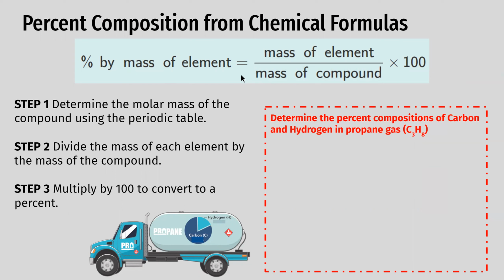So for us to determine the percent by mass of an element, we're going to use a pretty similar formula, where we're going to have the mass of just one of the elements in the formula divided by the mass of the overall compound. Then to get that into a percent, you're just going to multiply that by 100.